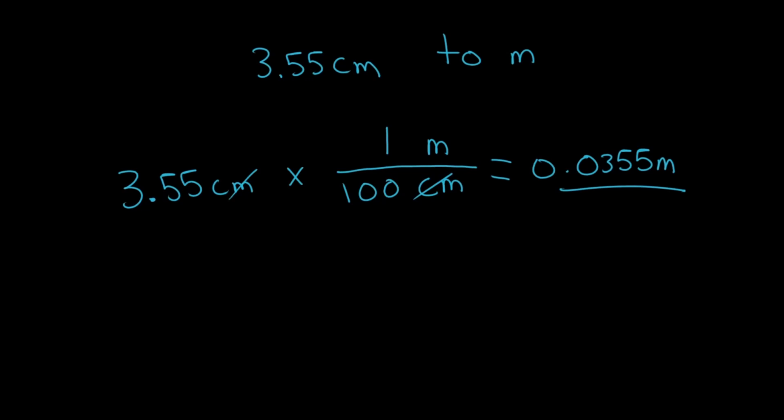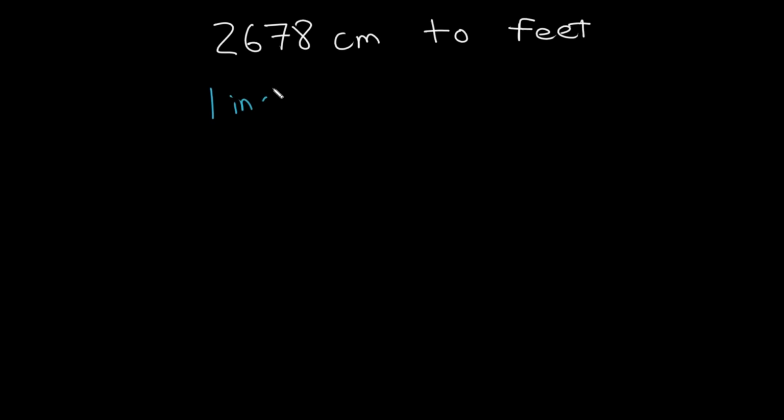Okay, for this next problem, let's do a problem that's a little more complicated. So this problem asks to convert 2,678 centimeters to feet. So this one is a little more complicated because we have to do this one in 2 steps. Before we can start the problem though, we should know that 1 inch is equal to 2.54 centimeters, and 1 foot is equal to 12 inches. Okay, now that we know this, we can start the problem.